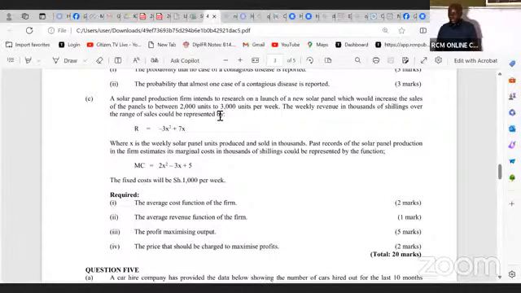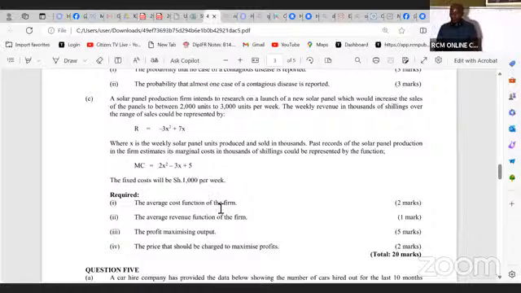intends to research on a launch of a new solar panel, which would increase the sales of the panels to between 2,000 units to 3,000 units per week. The weekly revenue in thousands of shillings over the range of sales could be represented by R, where X is the weekly solar panel units produced and sold in thousands. Past records of the solar panel production in the farm estimate its marginal costs, in thousands of shillings, could be represented by this function MC, and the fixed cost will be shillings 1,000 per week.